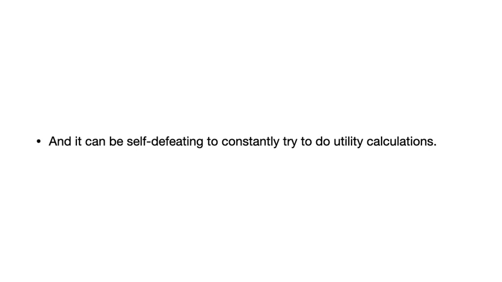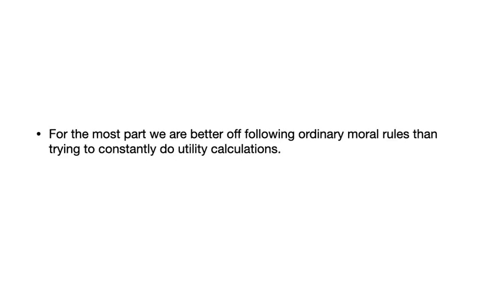And Mill will say, if we constantly try to do utility calculations, it's going to be exhausting. We're going to make mistakes. It's just not generally worth it, right? So what Mill says is in most cases, in most of our life, we are better following our ordinary moral rules of thumb than we are trying to do explicit utility calculations.